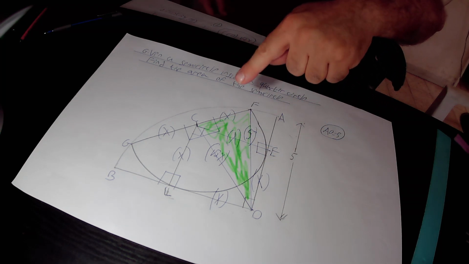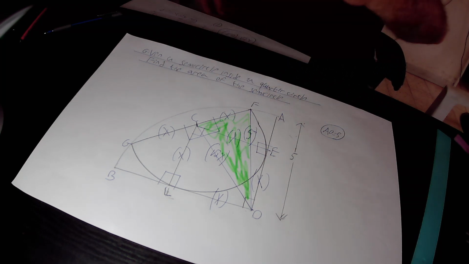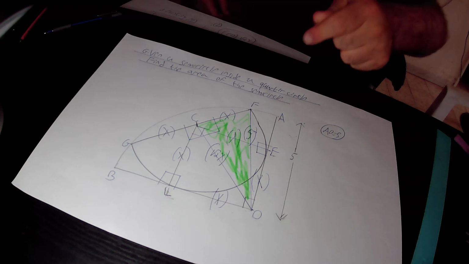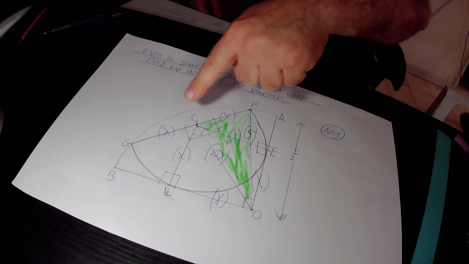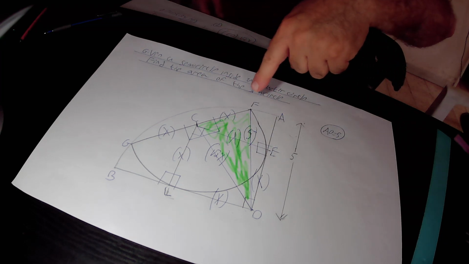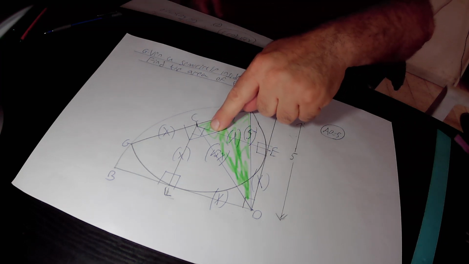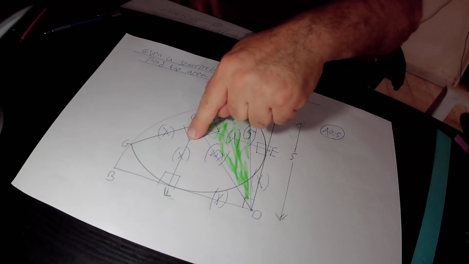Each half equals x. CF equals CG equals x. And therefore, according to rule 7, line segment OC will also be perpendicular to chord FG. If OC is perpendicular to FG, it means that this angle equals 90 degrees, and this angle also equals 90 degrees according to rule 7.